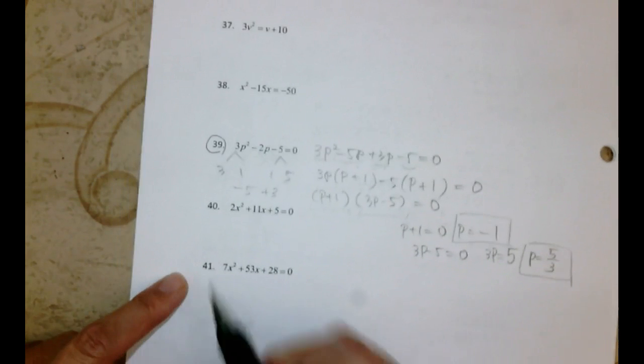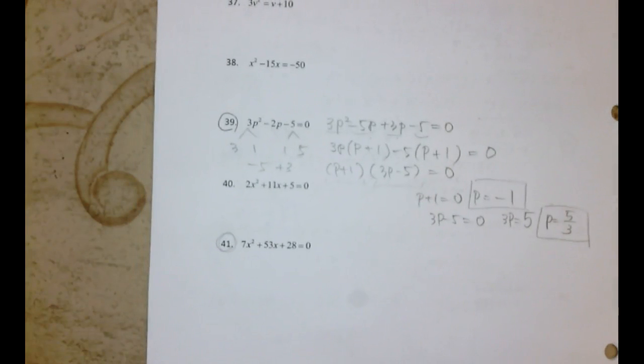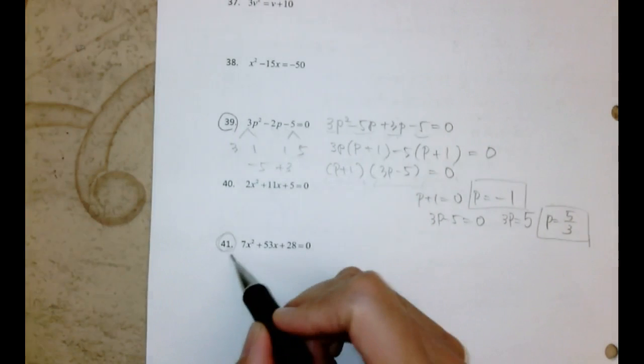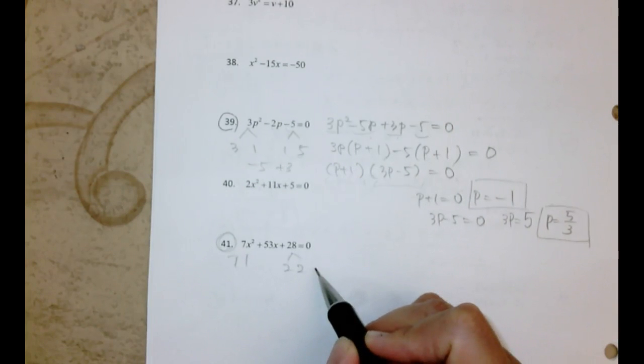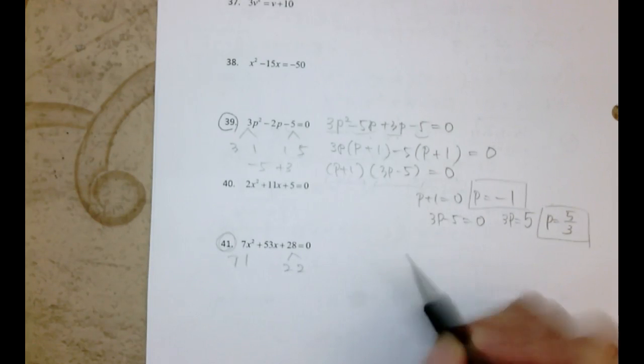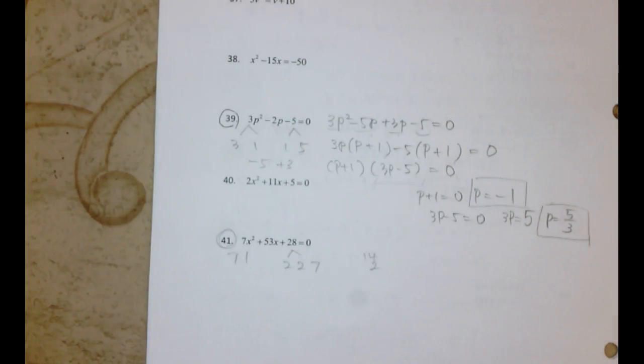Okay, all right, so I'm actually going to do this one too, in the same method. So 7 is 7 and 1. This is 2 and 2, and 14 and 2. So 2 and 2 and 7, right? If you multiply 4 times 7, it is 28.